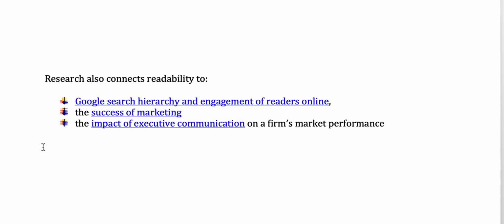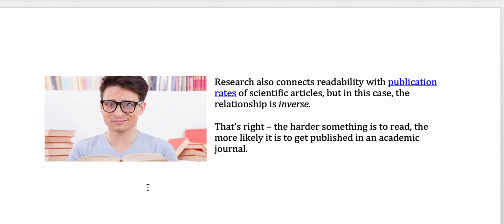So clearly, readability matters. Readability is also connected with publication rates of scientific articles. But in this case, the relationship is inverse. That's right. That means the harder something is to read, the more likely it is to get published in an academic journal. This tells us something about academic writing and what's going on. Clearly there's a disconnect between academic writing and the rest of the world.